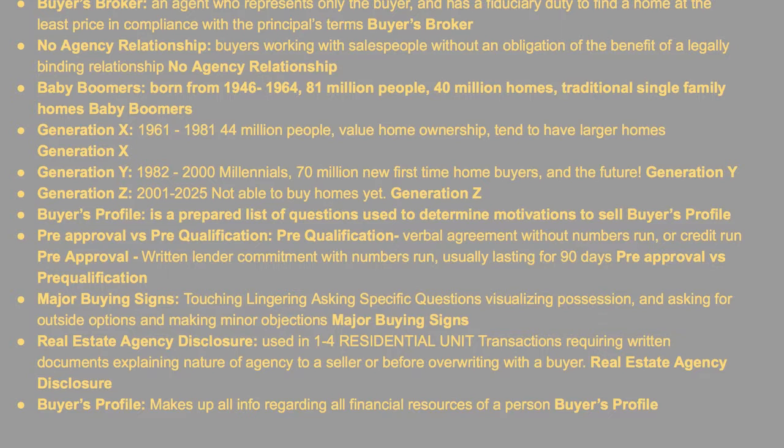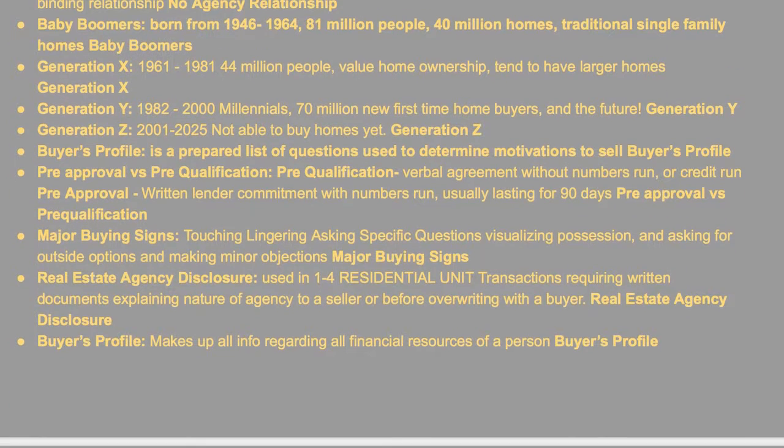Buyer's profile makes up all info regarding all financial resources of a person. Buyer objections are to be viewed positively in the sales process, as they show buyer's interest and add feedback. That's how to view buyer objections.